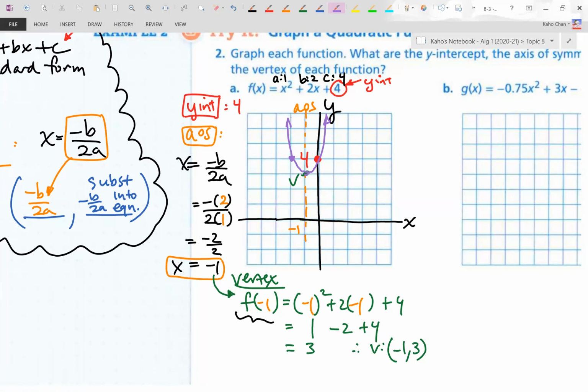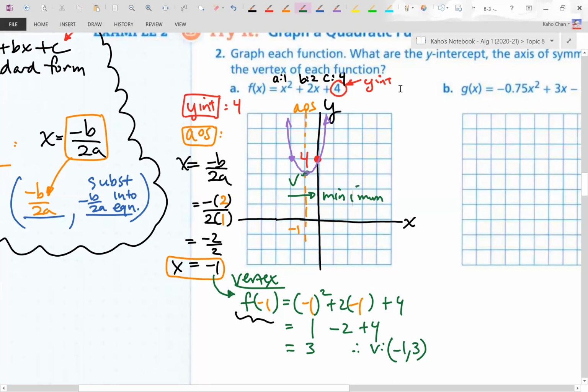What other questions to ask for? Axis of symmetry, vertex of each function. Okay. I do want to mention the vertex happens to be the minimum because it's the lowest point. It's kind of good to just think about all the little intricacies about your graphs, okay?